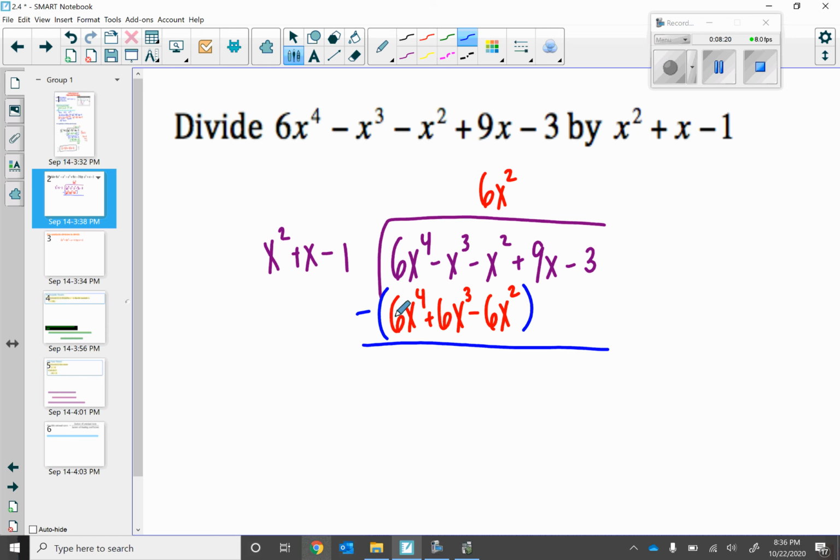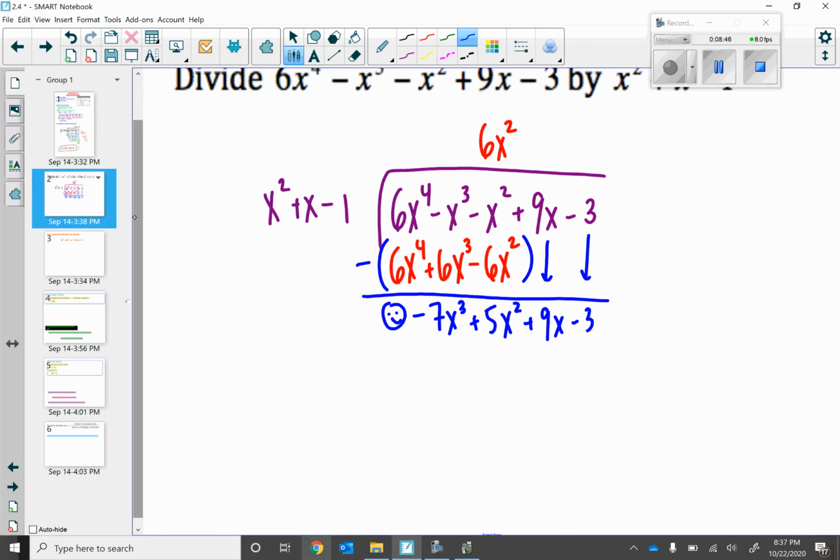6x to the 4th minus 6x to the 4th is 0. Negative x cubed minus 6x cubed is a negative 7x cubed. And then we have negative x squared minus a negative 6x squared. So I have a positive 5x squared. Then we pull down the 9x and the 3, and we start all over again.